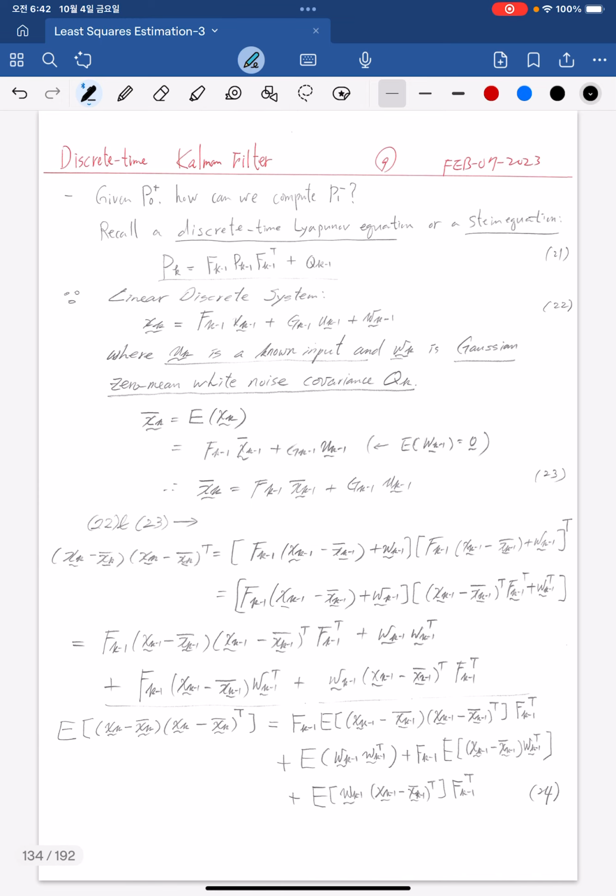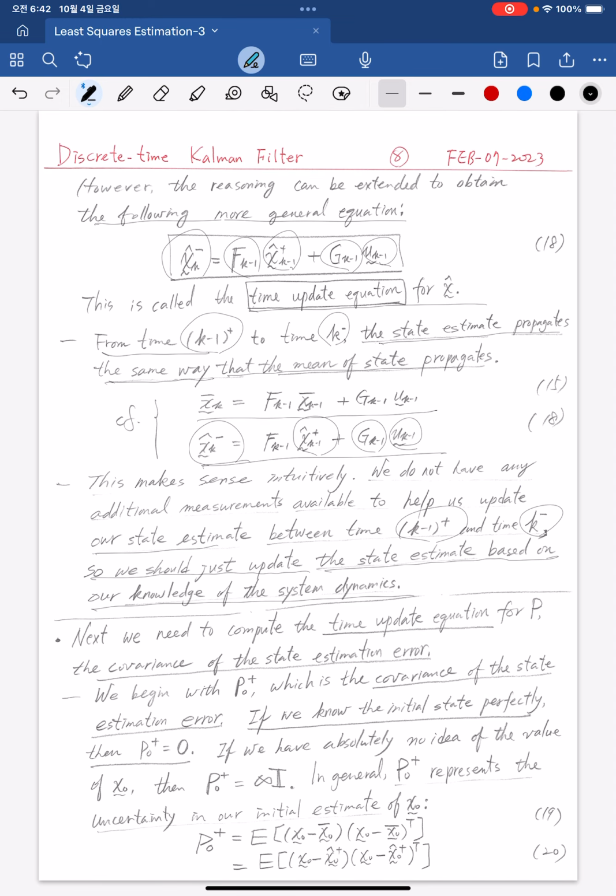Next, we need to compute the time update equation for P, the covariance of the state estimate error. We begin with P0 plus, which is the covariance of the initial state estimate error. If we know the initial state perfectly, then P0 plus is a zero matrix. If we have absolutely no idea of the value of x0, then P0 plus is an infinity matrix. In general, P0 plus represents the uncertainty in our initial estimate of x0.